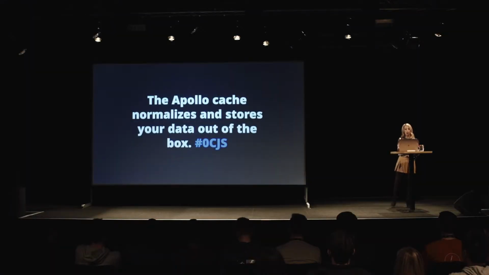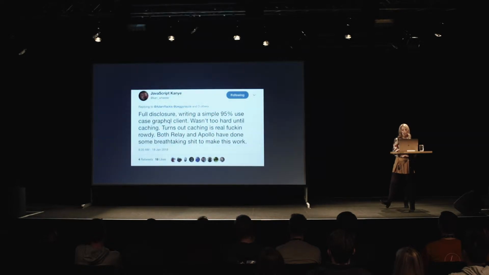So let's start with the Apollo cache. The Apollo cache is awesome because it normalizes and stores your data for you. You don't have to mess around with the normalizer or set any of this up yourself, just 0 configuration right out of the box. And that's a really good thing because it turns out caching GraphQL data is, to quote my buddy Ken Wheeler, really rowdy.